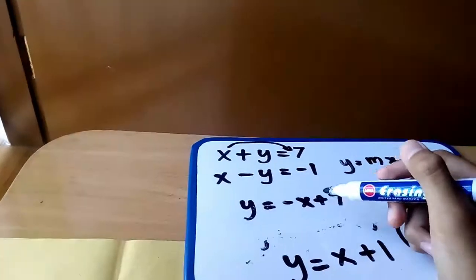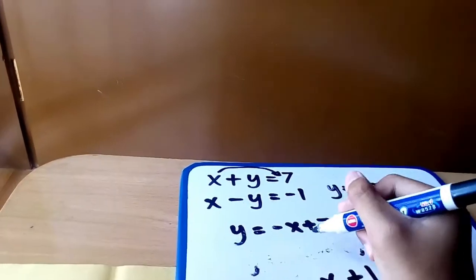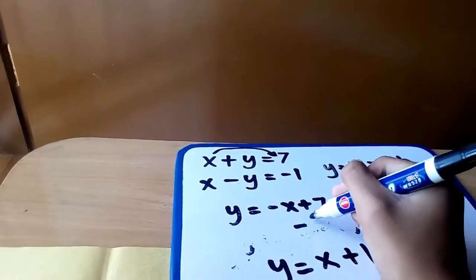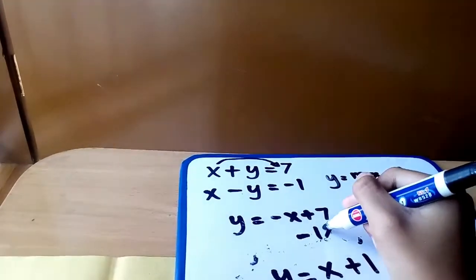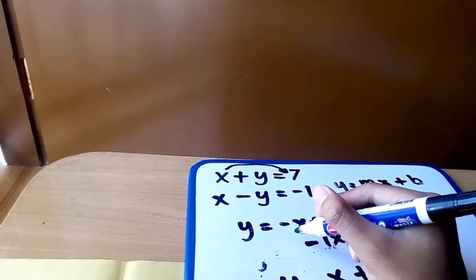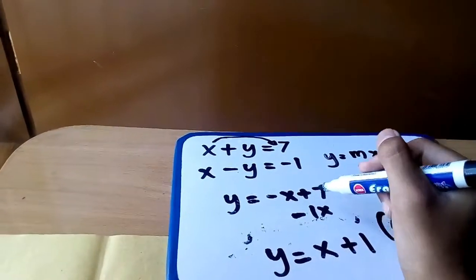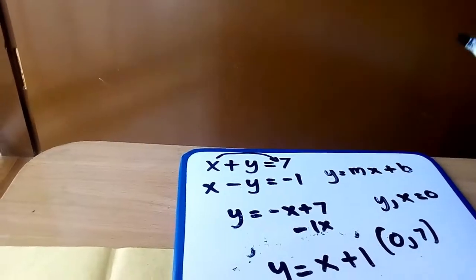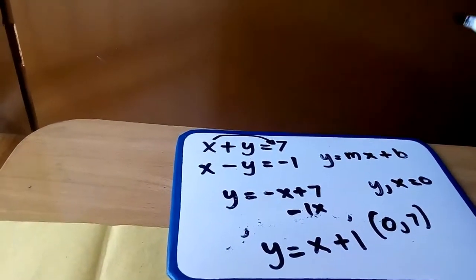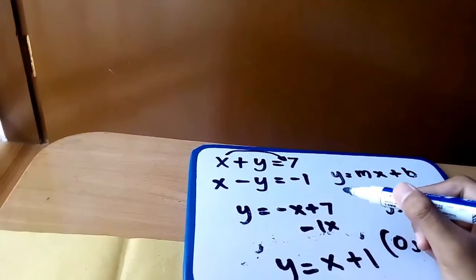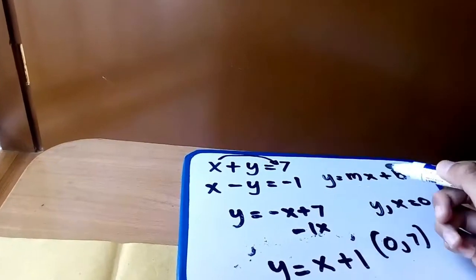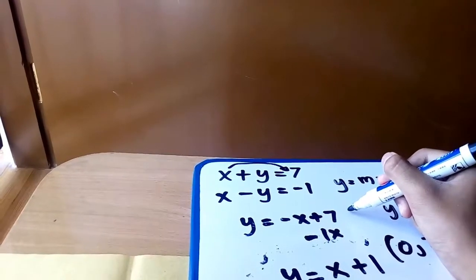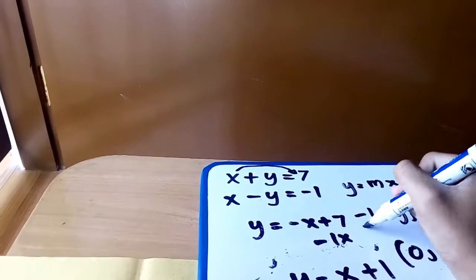Coefficient for the slope. Since this is only negative x, we can get negative 1 from it, because negative 1x is equal to negative x. So in every x, there's always a 1 which is invisible. So we need to get the rise over run of this. The rise over run of this is negative 1 over 1.